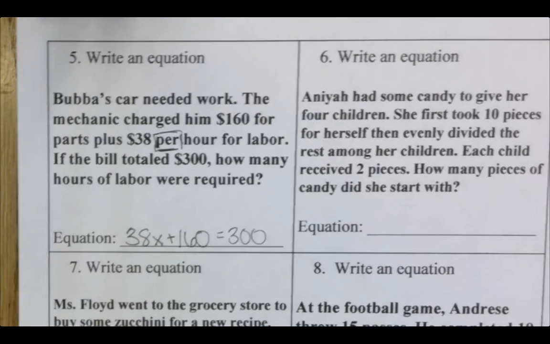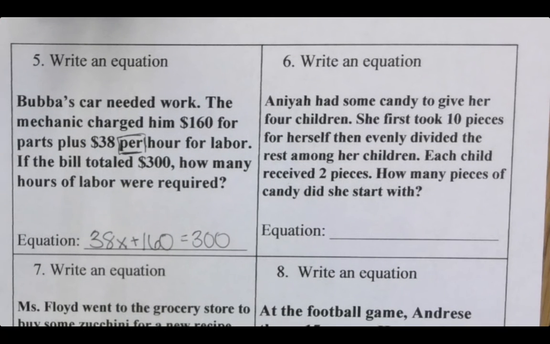Okay? So now the next one, we got a mama who's in quarantine and is tired of her children. So it says that Anaya had some candy to give to her 4 children. Can you imagine 4 children? God bless you all. She took 10 pieces for herself. You know, we call that mom tax in our house or dad tax. And then evenly divided the rest among her children. Each child received 2 pieces. How many pieces of candy did she start with?